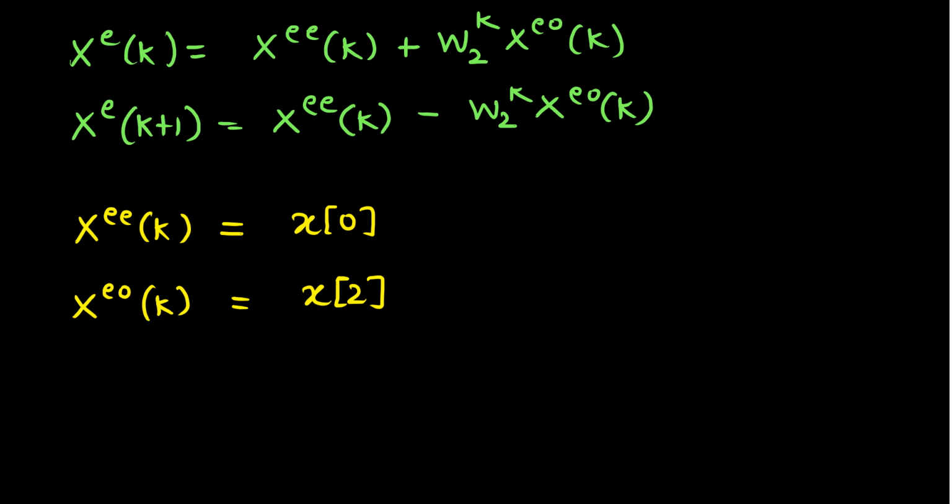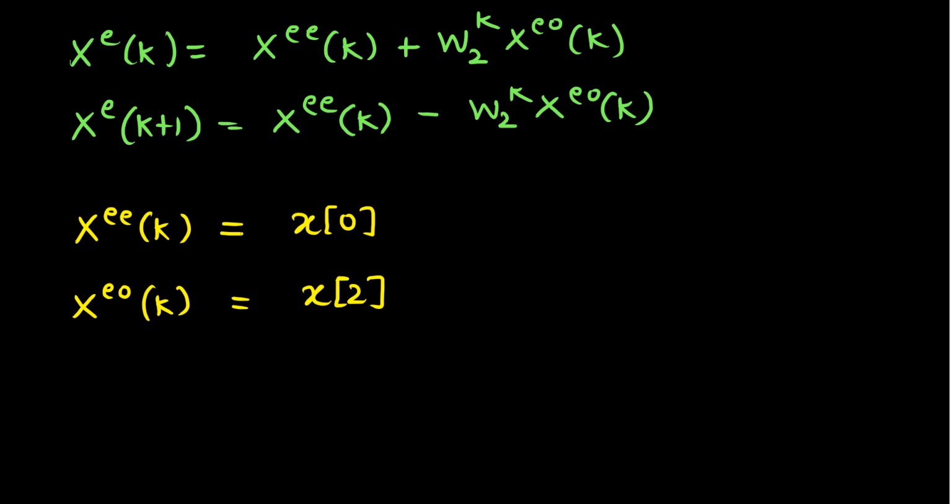So we had seen it previously that in order to find the next N/2 values, we subtract here. So we have Xe of k plus 1 is given as X even-even k minus W2 to the power k X even-odd of k, and we saw that this X even-even of k is given as x of 0 and this X even-odd of k is given as x of 2.